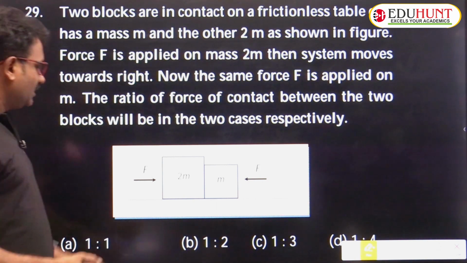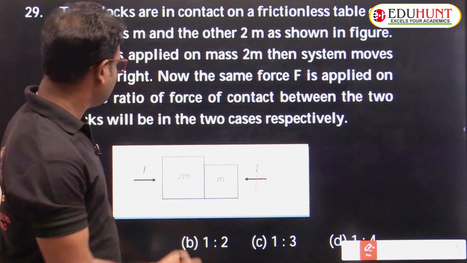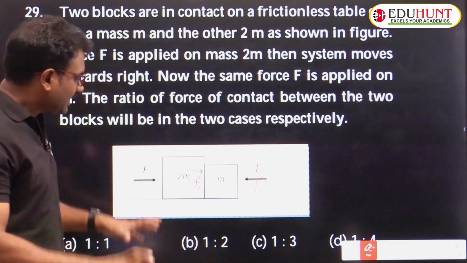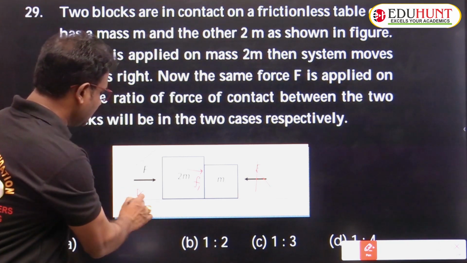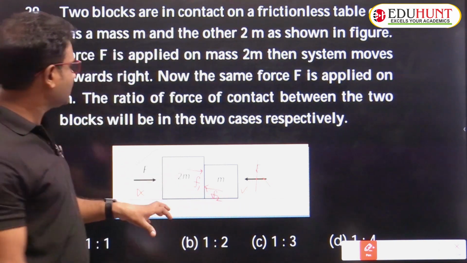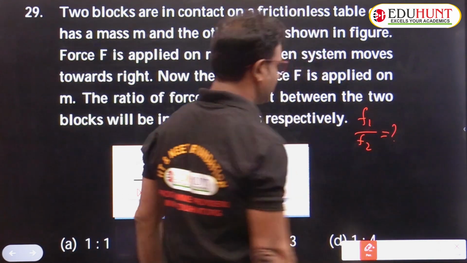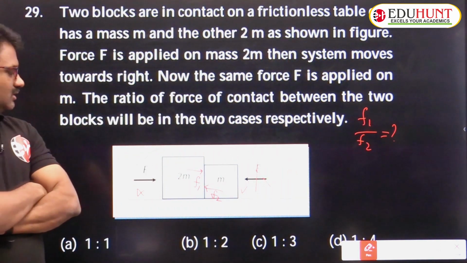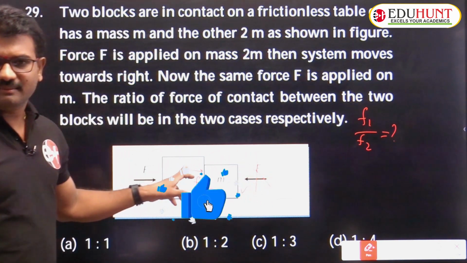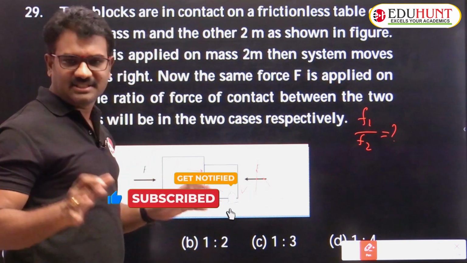In the first case what happened? In the first case this force is not present, only this force is present and here the contact force is say F1 in the case 1. In the case 2 this force is not present, this force is present and this is the contact force, that is F2. Now he is asking us to find the ratio of contact forces, F1 by F2 equal to how much. So even if it is moving like this or like this, there is no change in the magnitude of force, only the direction is changed.